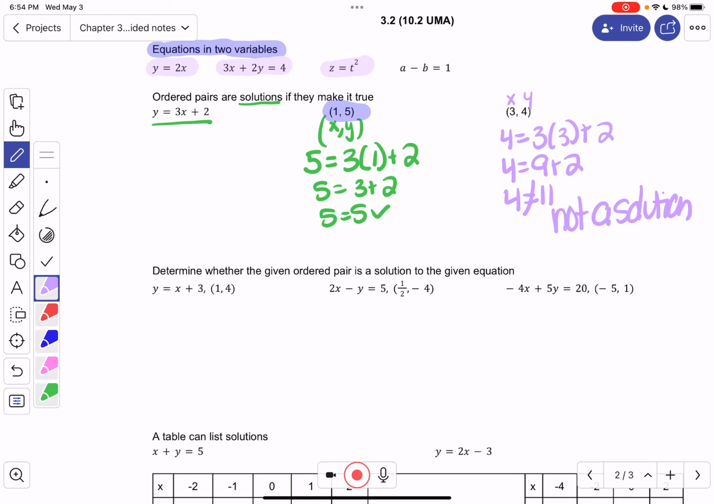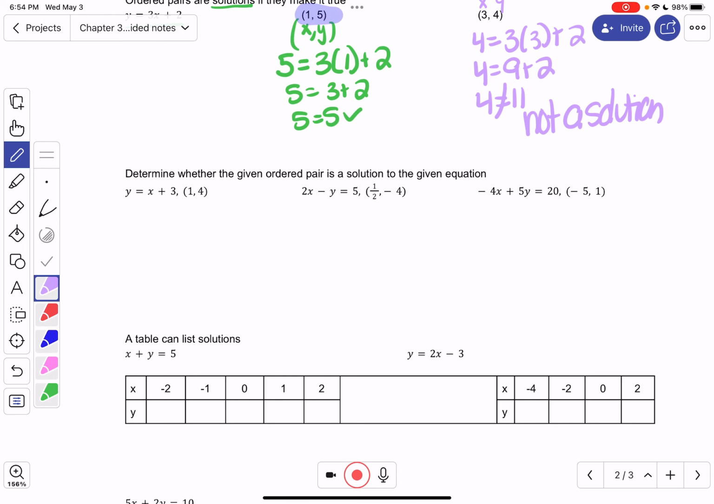Determine whether. So these three are the same thing. It gives you a point, you plug them in. Pause the video and try them. Watch me do another one and then pause the video. It's up to you, but see how you did.